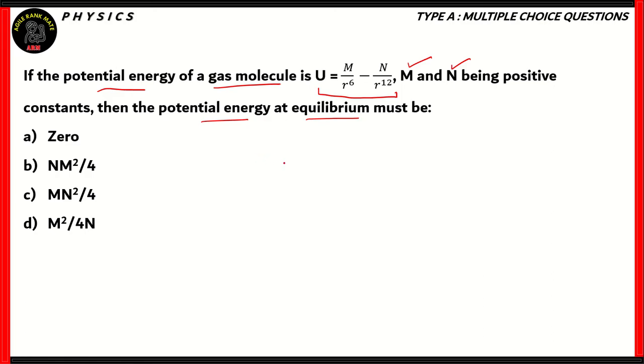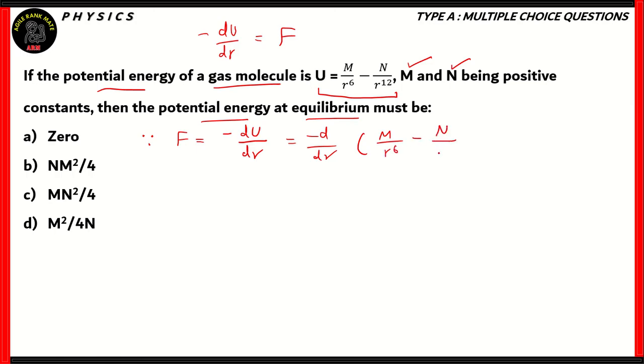Well, potential energy, when differentiated, gives us force. So therefore, let us differentiate the entire equation for potential energy to get the equation for force. F is equal to minus of dU by dr. Now this is equal to negative d by dr of the entire equation, which is m by r raised to 6 minus n by r raised to 12.